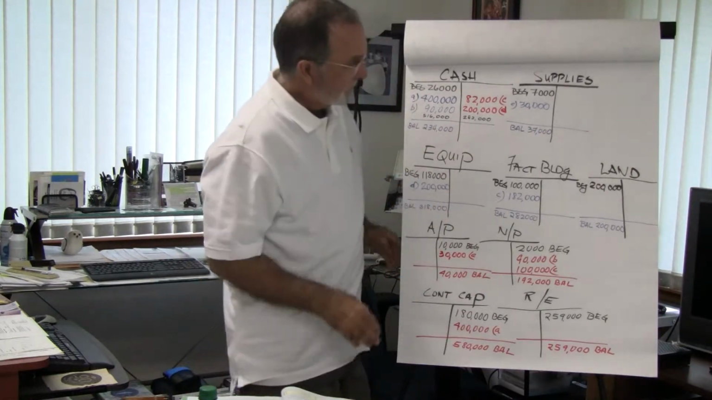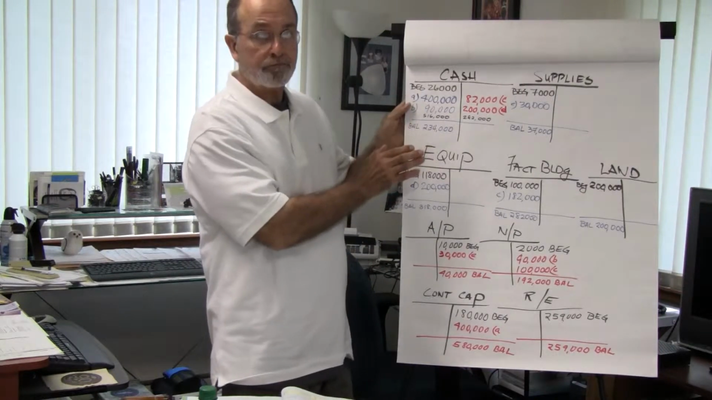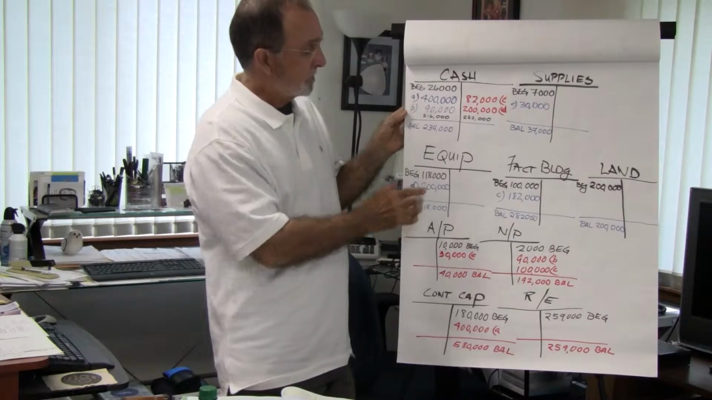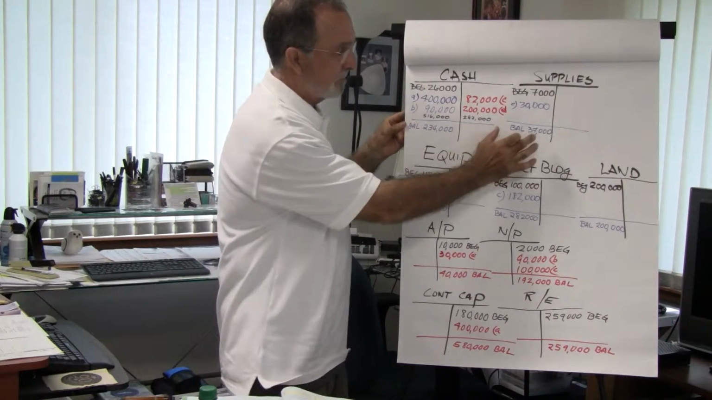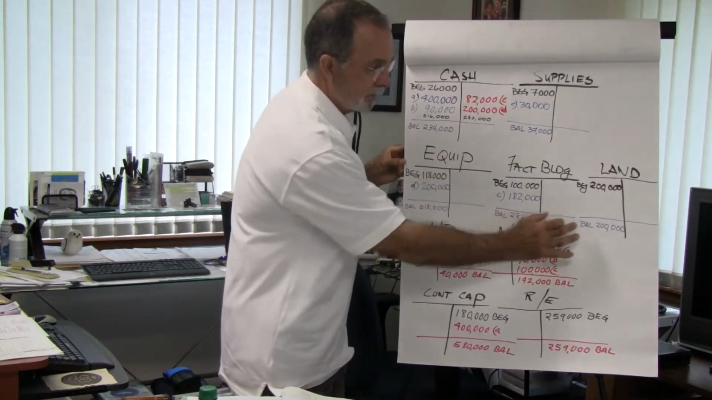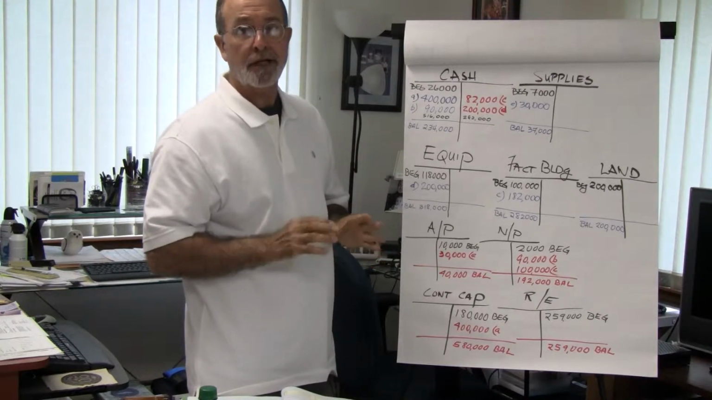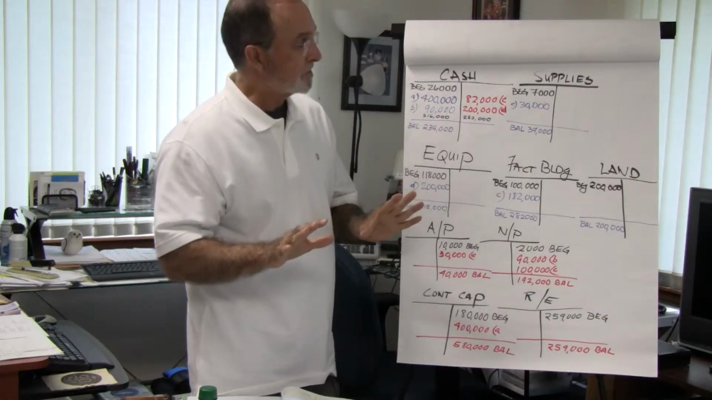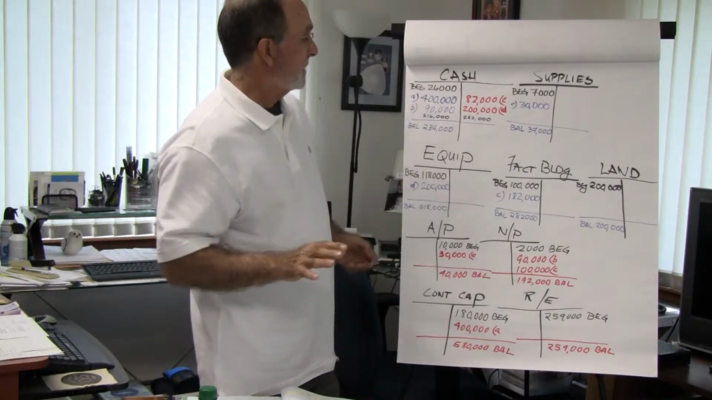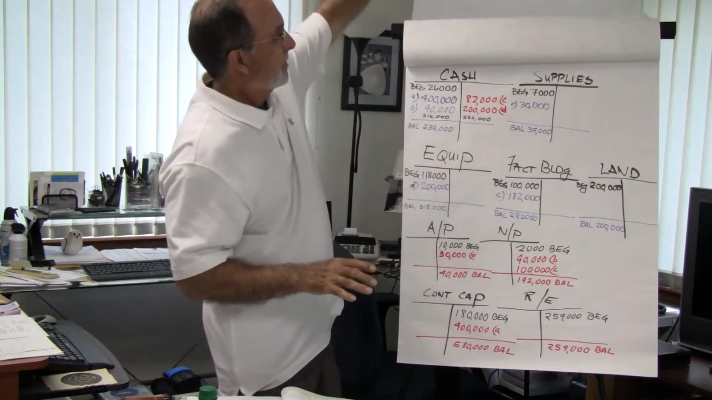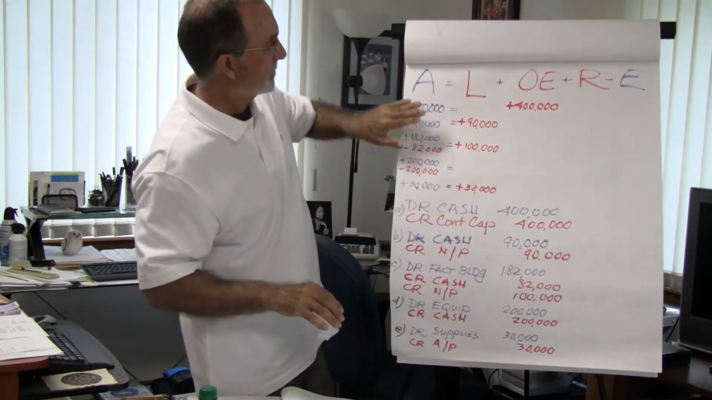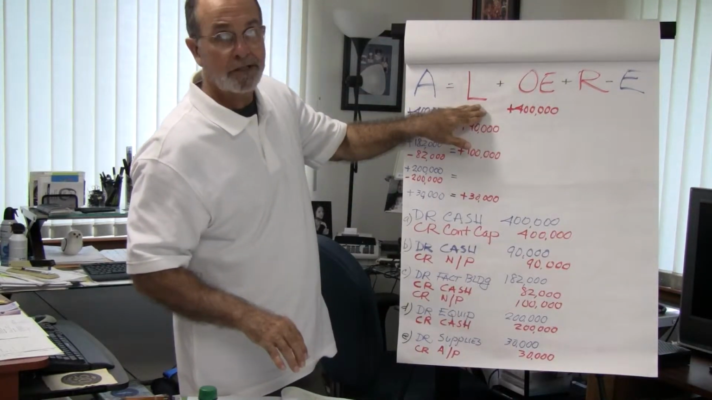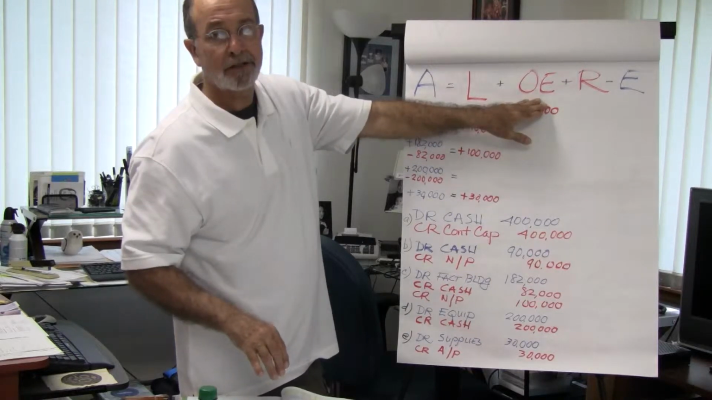And the way we do our balance sheet is to take each balance in each of our accounts and show them on our balance sheet. Keep it in mind, our balance sheet is going to show us our assets, our liabilities, and our owner's equity.